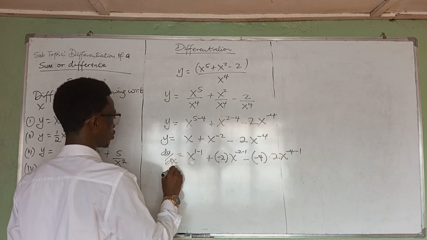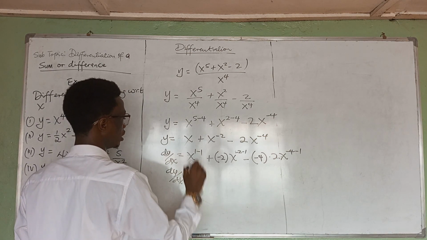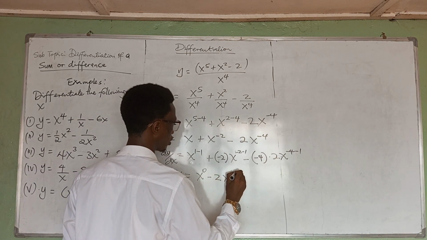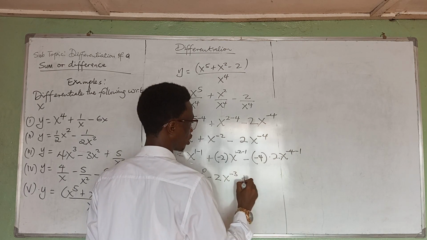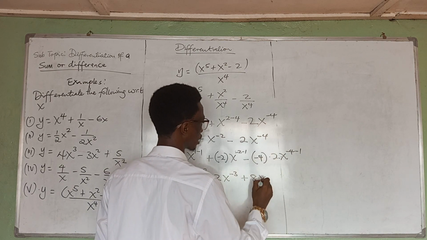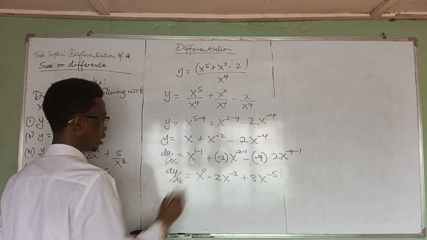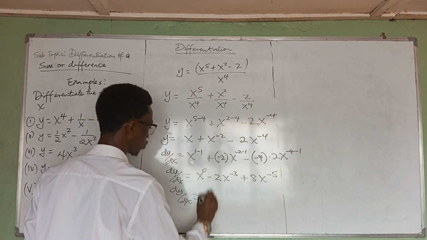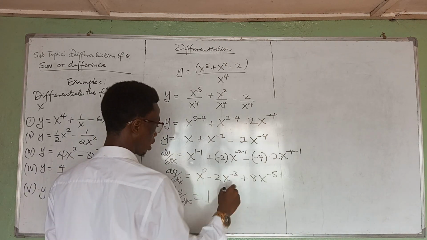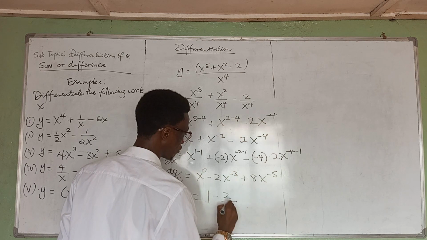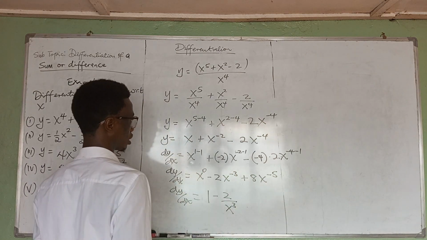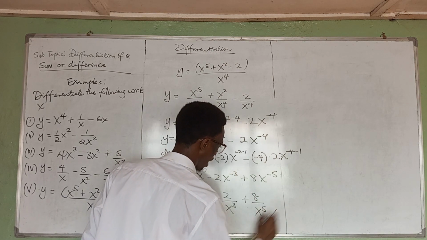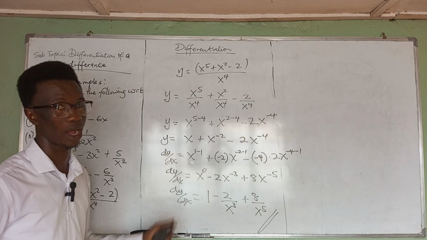So now your dy by dx becomes x raised to the power 0, plus times minus becomes minus 2 x raised to the power minus 3, minus times minus becomes plus, 4 times this becomes 8 x raised to the power minus 5. Any number raised to the power 0 is 1. So your dy by dx becomes 1 here, and this one becomes again minus 2, all divided by x raised to the power 3. I've just changed it again, as I told you, and this becomes plus 8, all divided by x raised to the power 5. Okay, so that is your answer.